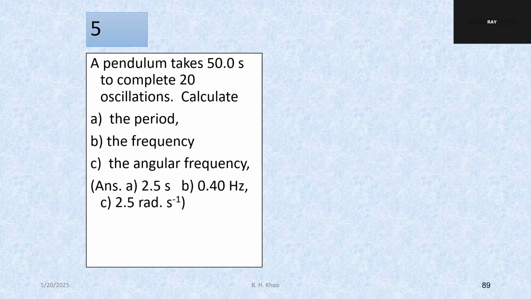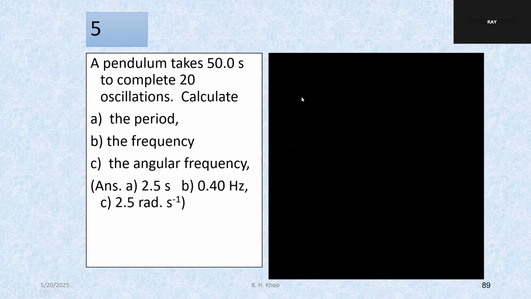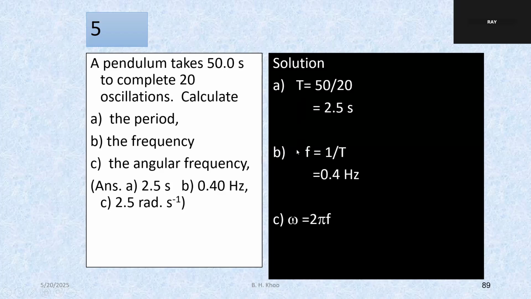We should be able to do that. Just to review with you, calculate the period. A pendulum takes 50 seconds to complete 20 oscillations. Calculate the period. You should be able to do this simple calculation. Any question? No? Okay, good.